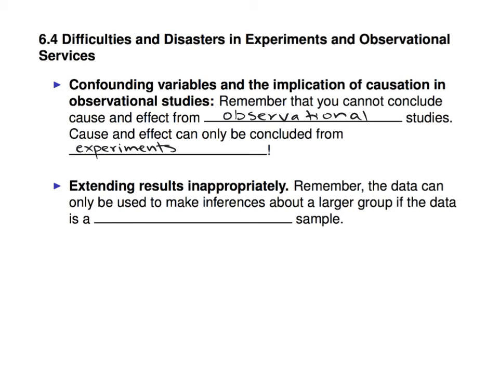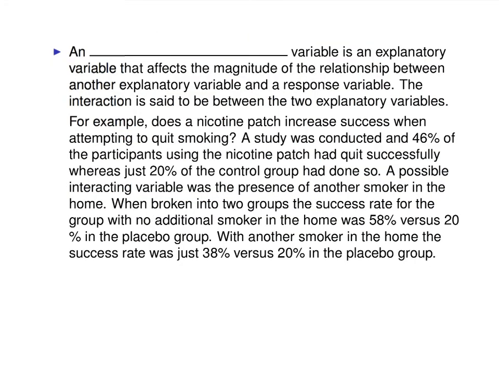Also, don't try to extend your results inappropriately. The data can only be used to make inferences about a larger group if the data is a representative sample. You can't use college students to generalize about everybody over the age of 18. There's another type of variable that affects the magnitude of what you see. This is called an interacting variable.